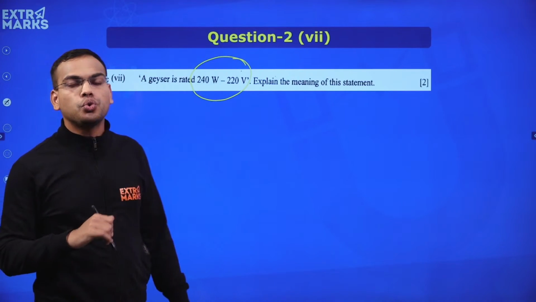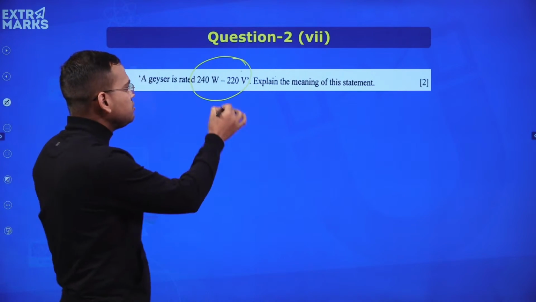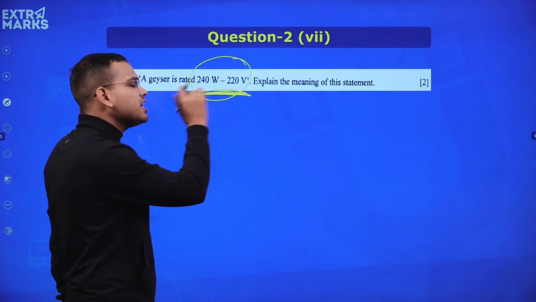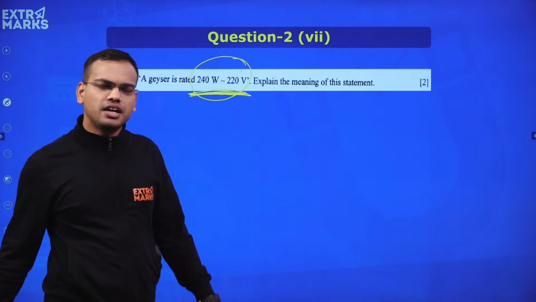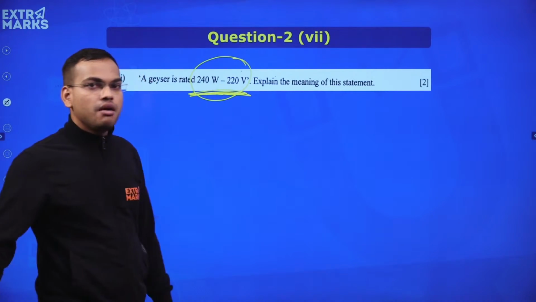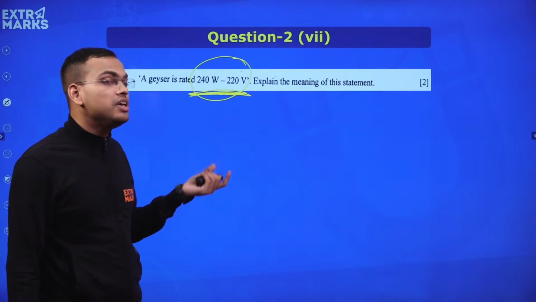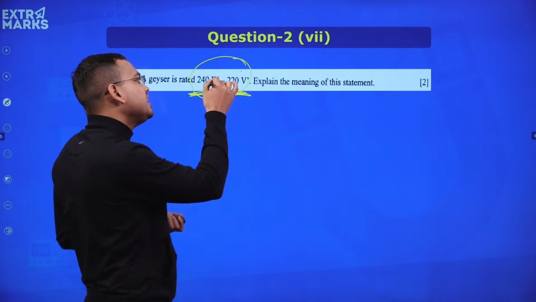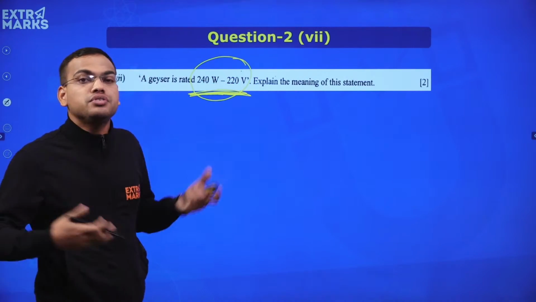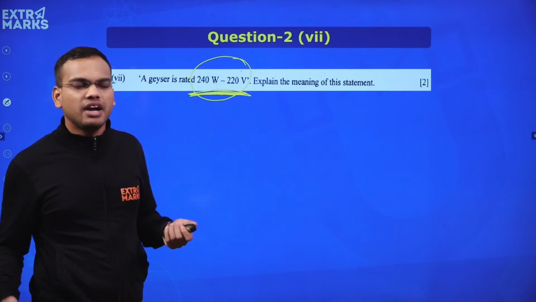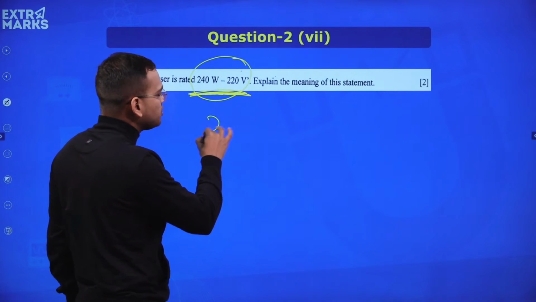240 watt, 220 volt. Now this rating is written on every electrical device. You see the label of that electrical device, the rating is written there. But what does this statement mean? We have to explain what this data is actually explaining. Can we deduce something else also from this data? We have to check.